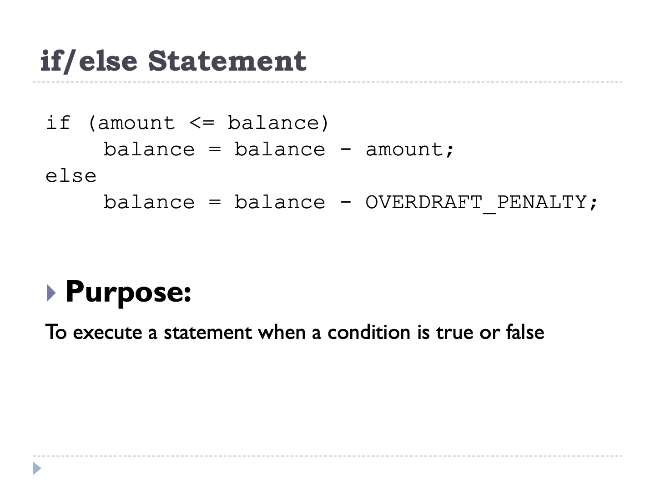The flowchart can be represented in this code. So let's look at how to write the if-else. As mentioned previously, assume that we have declared and initialized variable amount, balance, and a constant overdraft penalty. In the if, the condition is amount less than or equal to balance. If this is true, it will execute balance equal to balance minus amount. If the condition is false, it will execute balance equal to balance minus overdraft penalty. If-else is used to execute a statement or many statements when a condition is true or false.